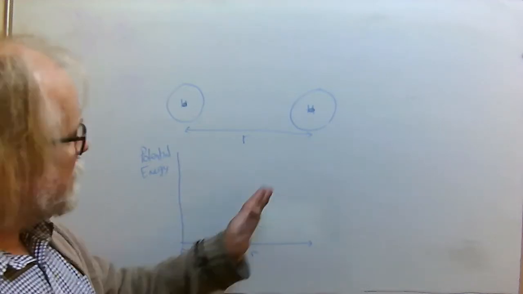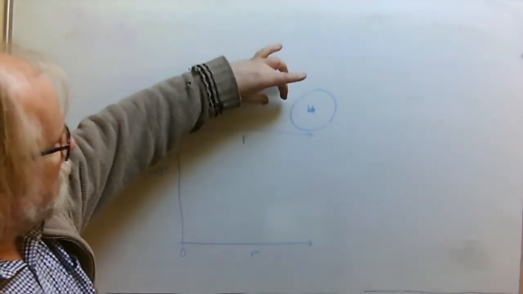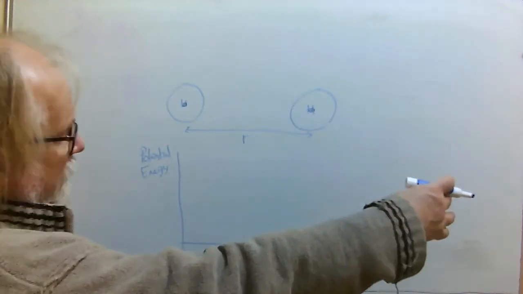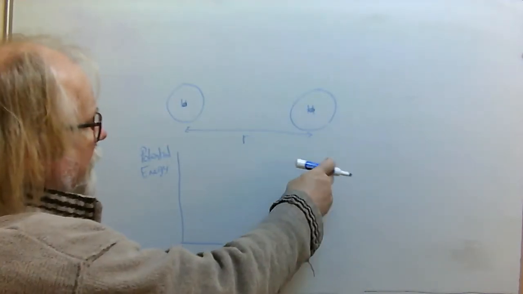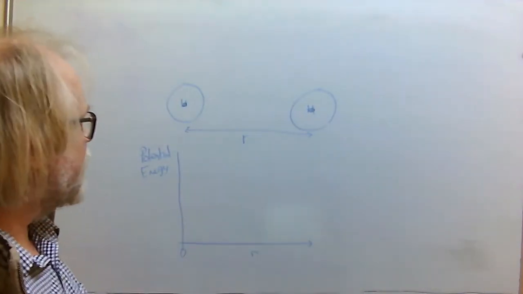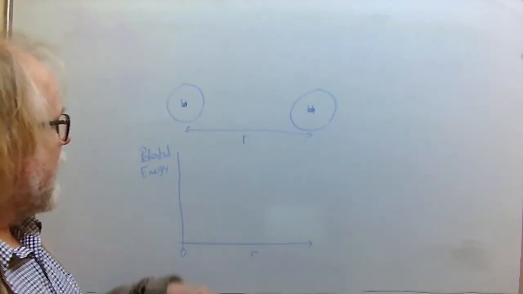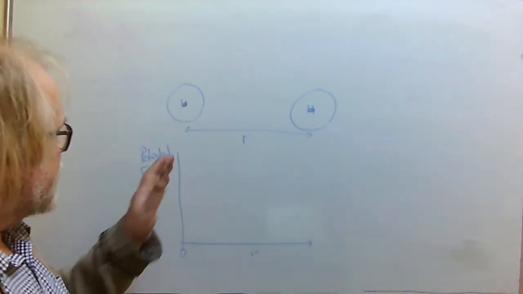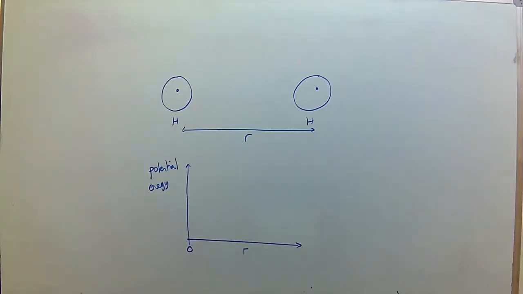So just imagine what happens if you do an experiment where you start with the two hydrogen nuclei far apart, so you're over here somewhere. What happens to the potential energy as they get closer and closer and closer until eventually you reach 0? Okay, so I'll give you a chance to think about that. If you pause the video for a minute, see if you can come up with a sketch that you think looks plausible based on those kinds of ideas, and then we'll compare that with what it actually looks like.